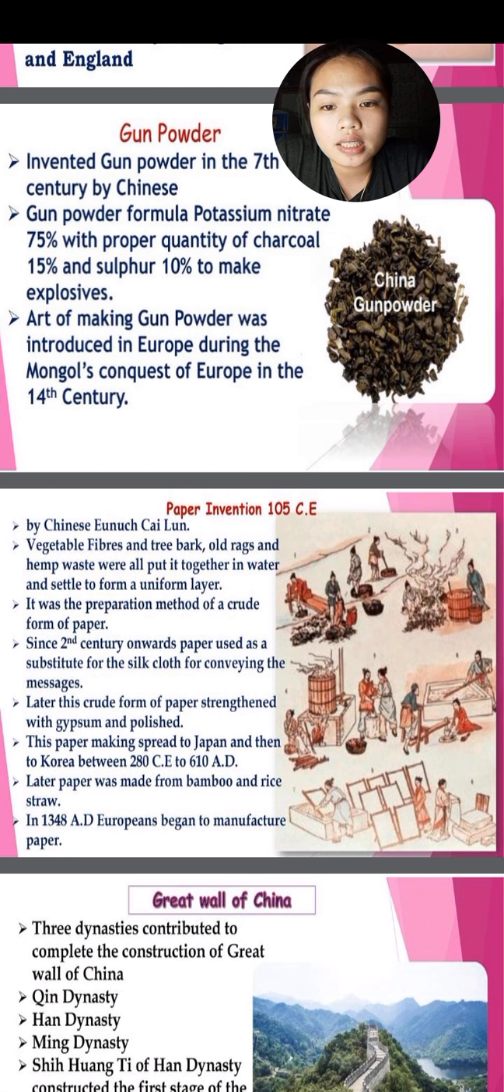Paper was invented by the Chinese eunuch Cai Lun. Vegetable fibers, tree bark, old rags and hemp waste were all put together in water and settled to form a uniform layer. This was the preparation method of a crude form of paper. From the 2nd century onwards, paper was used as a substitute for silk cloth for relaying messages. Later, this crude paper was strengthened with gypsum and polished. Paper making spread to Korea and then Japan between 280 CE and 610 CE. Later, paper was made from bamboo and rice straw.